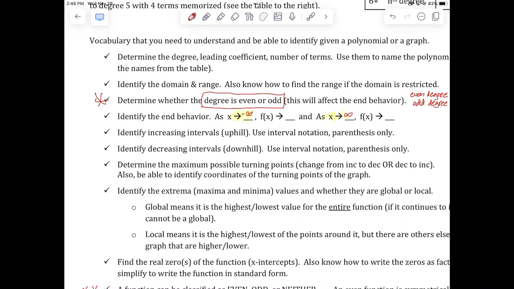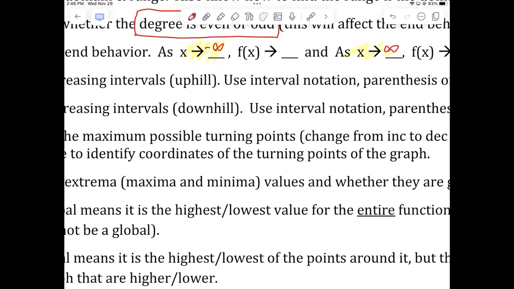Here's what's cool. We'll be determining the maximum number of possible turning points. What is a turning point? A turning point here is basically either a local max or a local min.